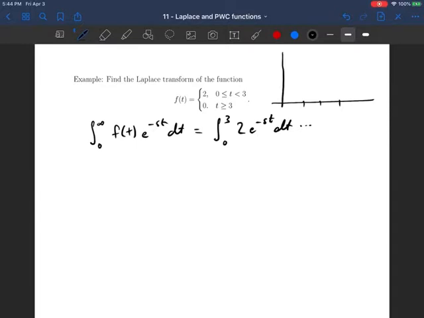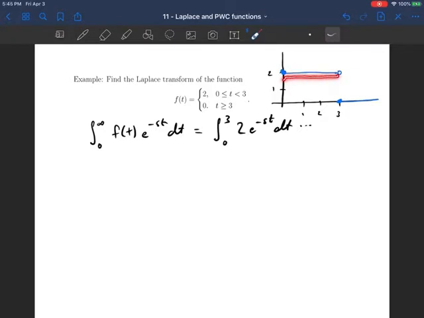So let's think about the graph of this function. This is a function that is equal to 2 for the first 3 units, and then it's equal to 0 afterwards. So the graph of this function would look like it'd be 2 there, and then all the way over it's 2, and then it jumps down to 0, and it's 0 from then on out.